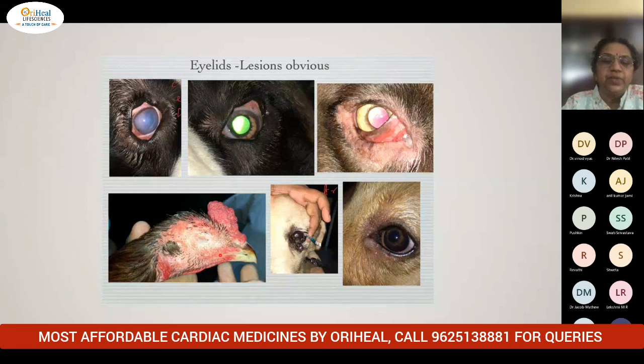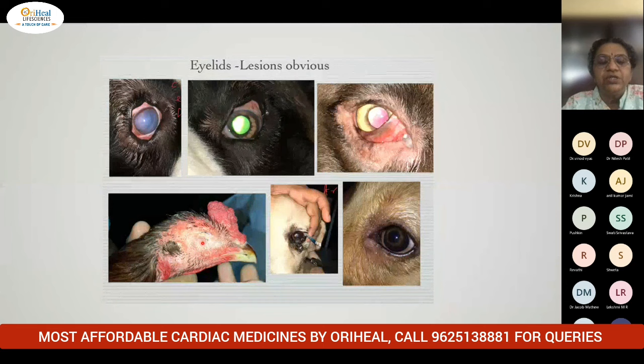And this is actually a bird which was brought to our unit with a closed eyelid. So the eyelid will be closed. That is called ankyloblepharon. Ankyloblepharon is the adhesion between the upper and the lower eyelid. And you have a physiological ankyloblepharon and an acquired ankyloblepharon.